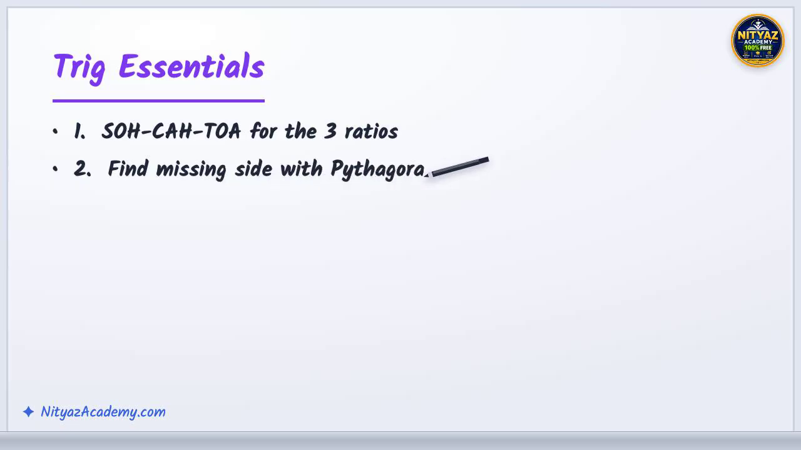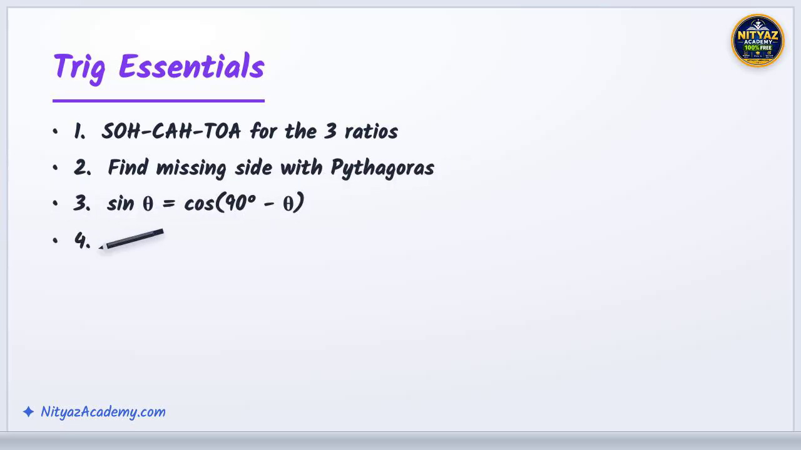Here are your trig essentials. 1. Use SOHCAHTOA for sine, cosine, and tangent. 2. If a side is missing, find it with the Pythagorean theorem first. 3. Remember sine of theta equals cosine of 90 minus theta. That complementary angle shortcut is a guaranteed SAT point. And 4. Always label opposite, adjacent, and hypotenuse before you write a ratio.